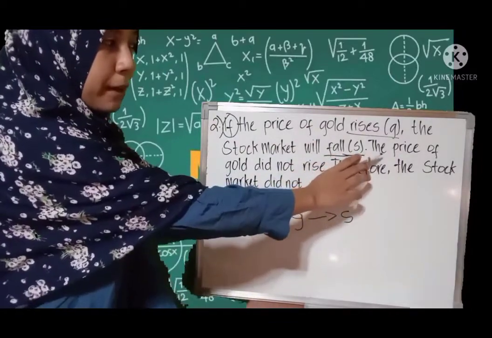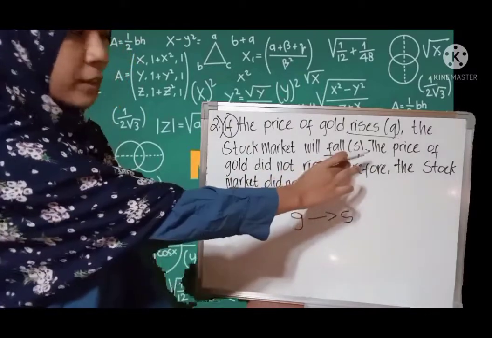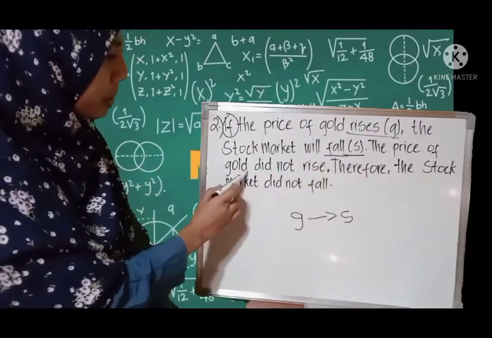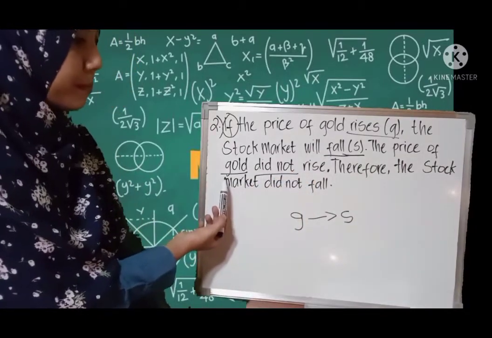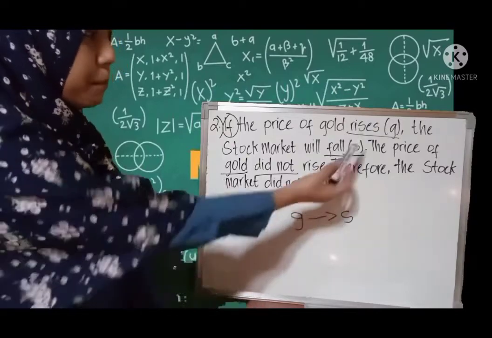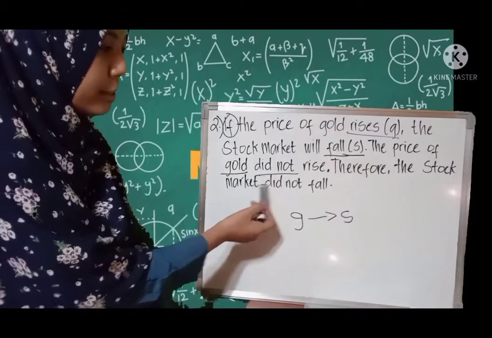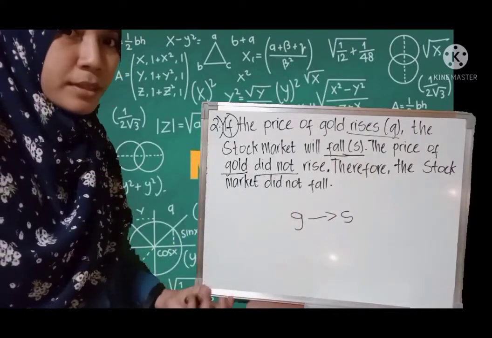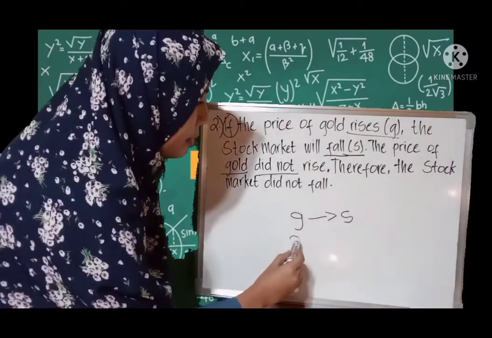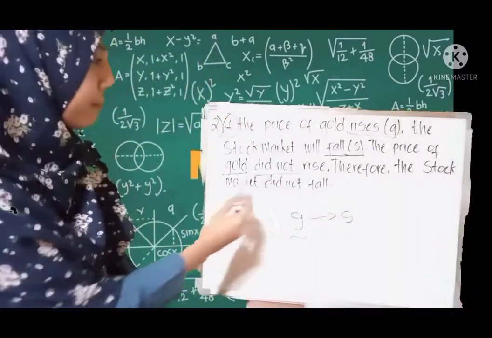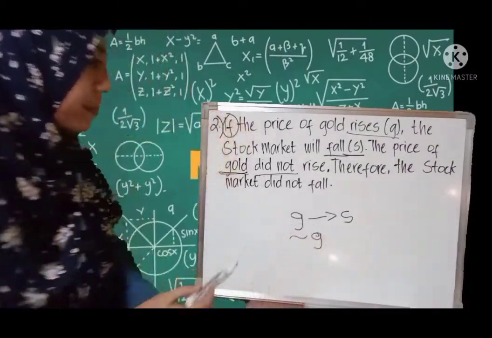So, sa third naman is the price of gold did not rise. Gumamit siya naman, the price of gold did not rise. So, ang gold, alam naman natin na nag-represent siya ng letter G. So, gumamit siya ng did not. So, paano to? Ang paggamit natin dito is negation before the gold. Ganyan. Letter G.